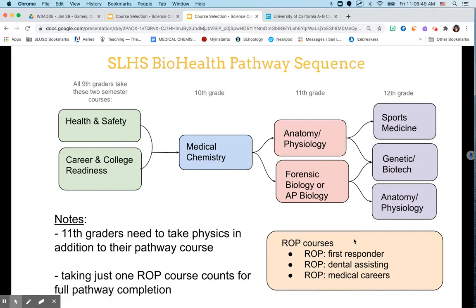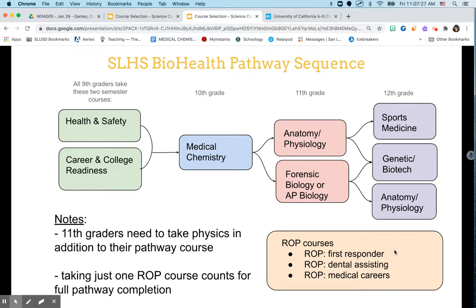So ROP stands for Regional Occupation Program, and this is for individuals who might not be necessarily interested in college just yet. Maybe out of high school, you just want to start working and figuring out what you want to do. ROP kind of takes up half of the school day. So it's very important that if you're interested in ROP, to check in with your counselor first to make sure that you can take the ROP courses and still graduate high school, right?